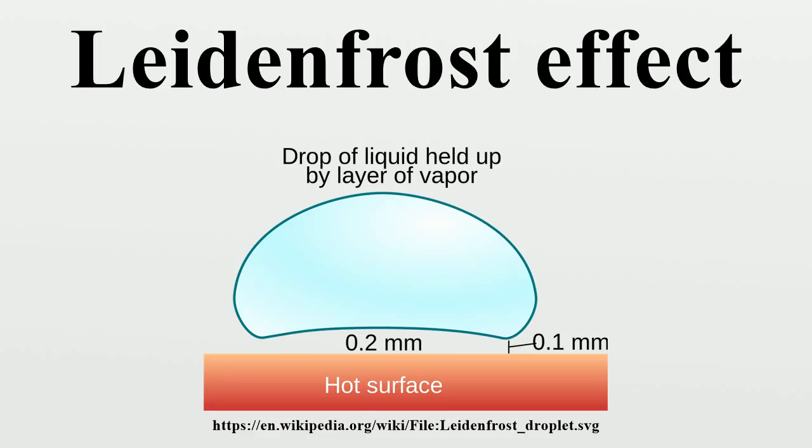One sprinkles drops of water in a pan to gauge its temperature. If the pan's temperature is at or above the Leidenfrost point, the water skitters across the pan and takes longer to evaporate than in a pan below the temperature of the Leidenfrost point. The effect is also responsible for the ability of liquid nitrogen to skitter across floors.